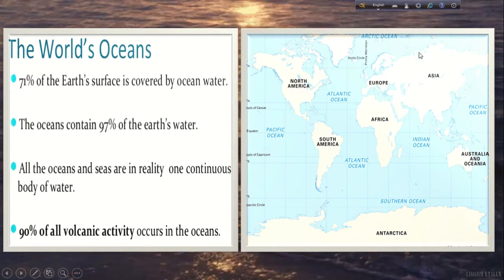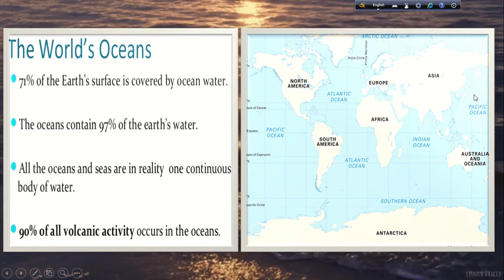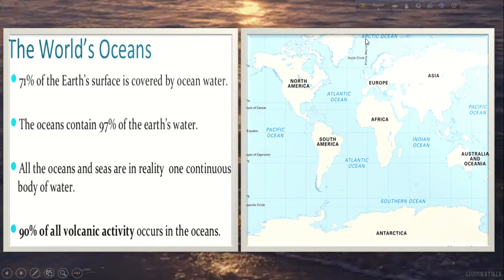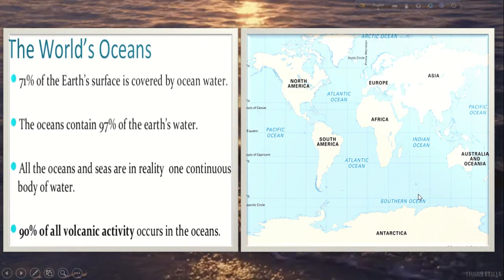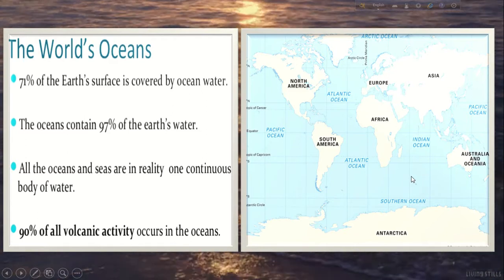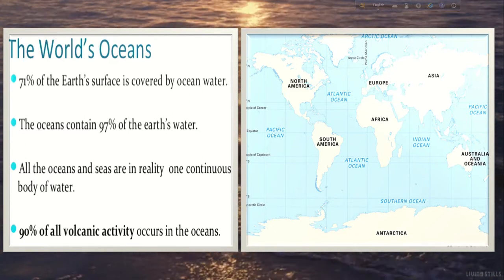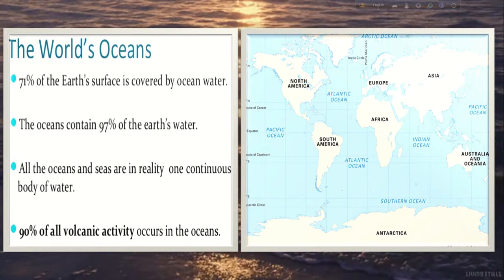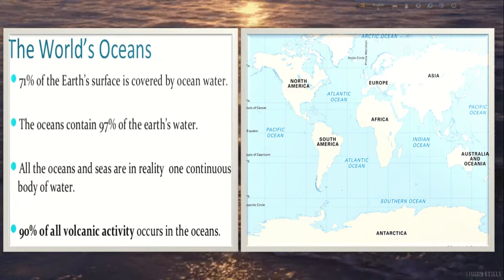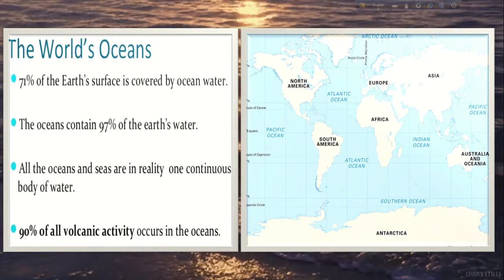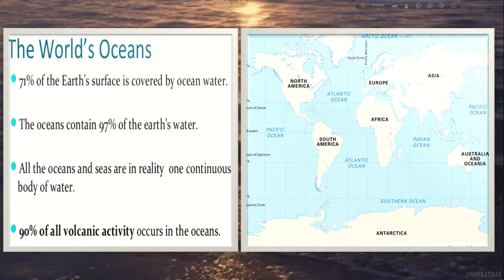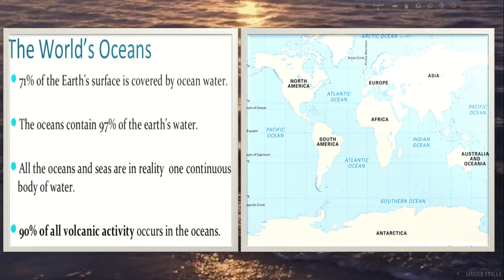Follow here in the world geographical map, here written about the Pacific Ocean, Atlantic Ocean, Indian Ocean, Arctic Ocean or North Ocean, Southern Ocean or the Antarctic Ocean. Of the total area of the world, 71% is water and 29% is land, and 71% of the Earth's surface is occupied by ocean water. The oceans contain 97% of the Earth's water, and all the oceans and seas are in reality one continuous body of water, and 90% of all volcanic activity occurs in the oceans.